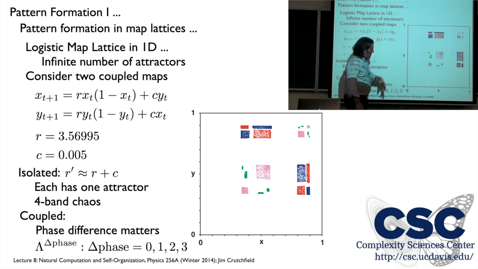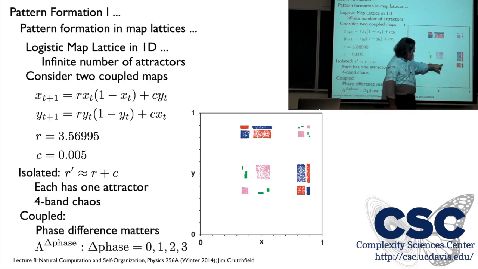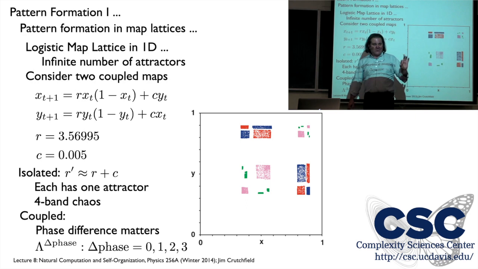4 different attractors, all colored differently, right? So we have pink, green, blue, and red. Those are all distinct attractors. And why this many? Well, it has to do with the relative phase.